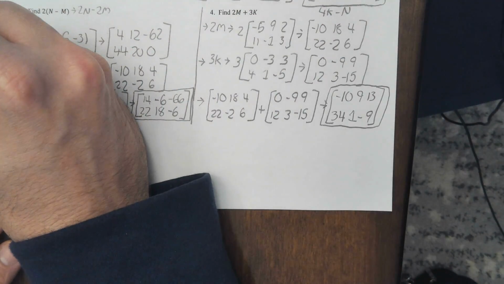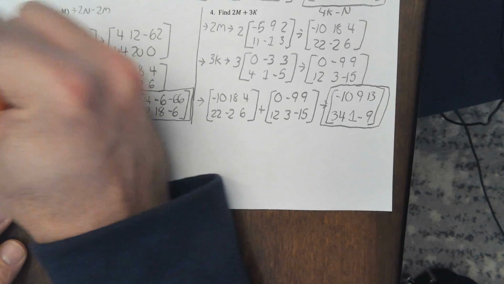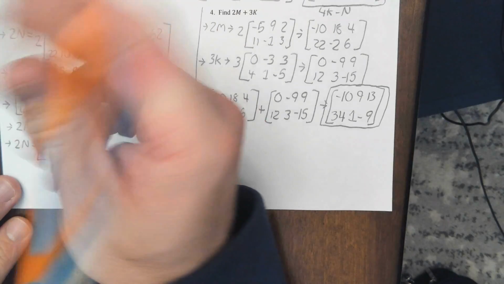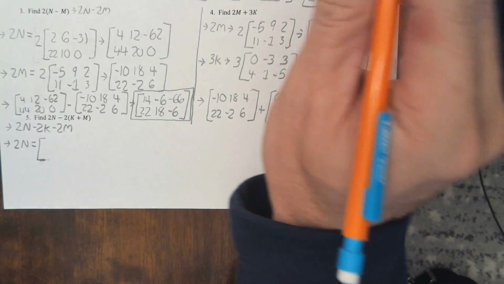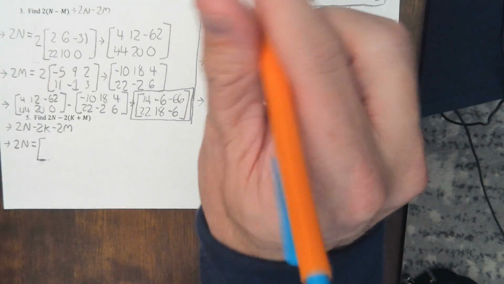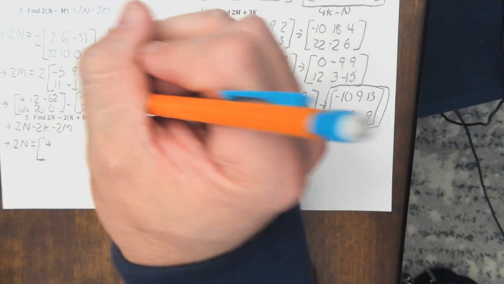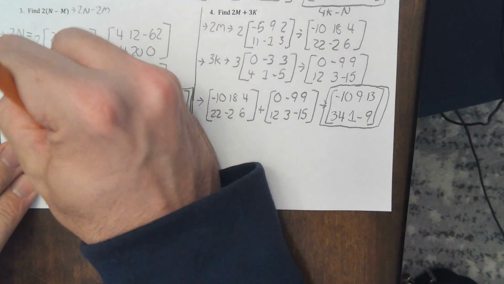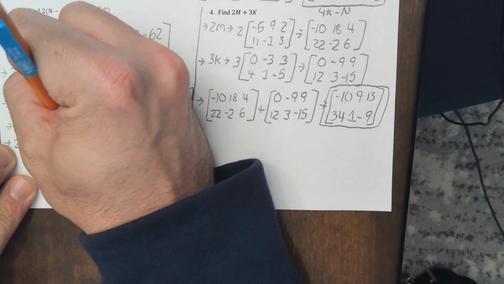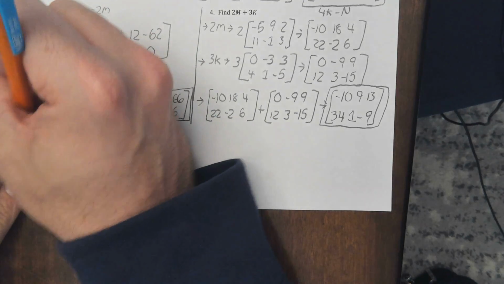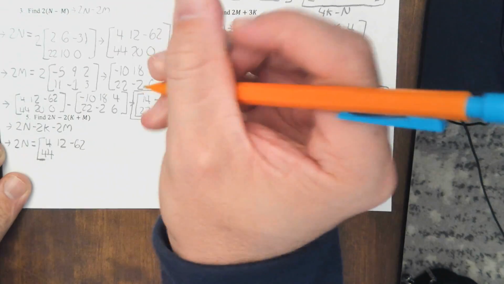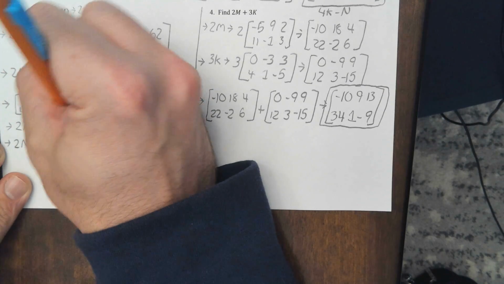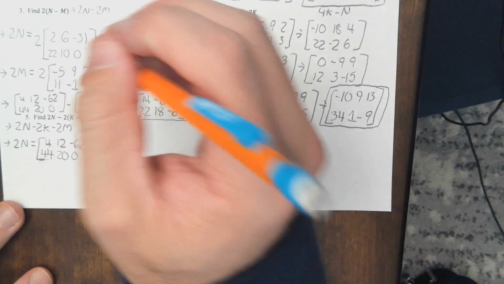So first off, let's find all this. What does 2n equal? I'm going to go faster by now. We should be okay with this. 2n, I'm just taking all the elements in n and multiplying by 2. So it's going to be 4, 12, negative 62, 44, 20, 0.